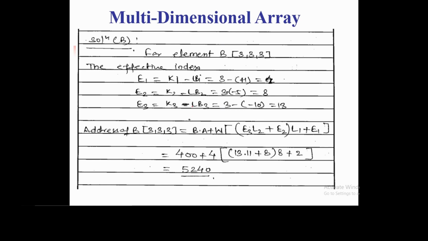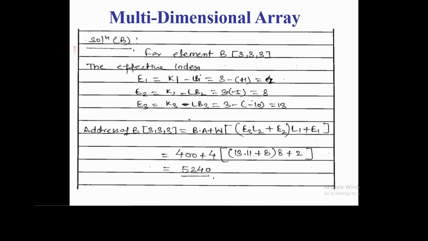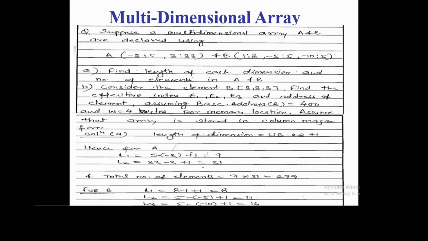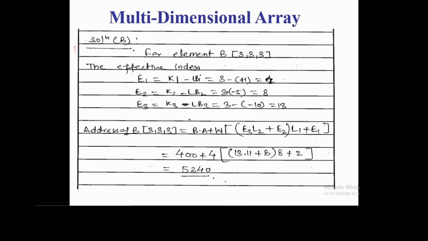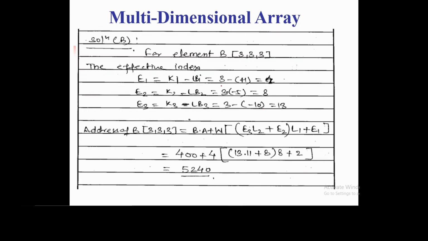So E1, E2, E3 will be K1 minus lower bound 1, K2 minus lower bound 2, K3 minus lower bound 3. We have all these values. This is K1, K2, K3. Sorry, these are the lengths 8, 11, 16. These are the lower bounds: 1, 5, 10. So 3 minus 1, 3 minus 5, 3 minus 10.